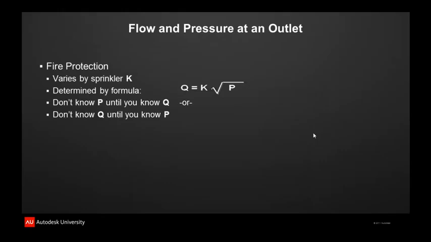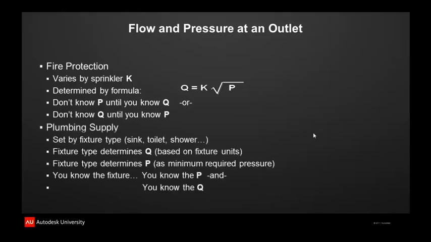Let's summarize then. Our calculation of the flow and pressure out of a sprinkler outlet is given by this formula that we derived empirically as Q equals K square root of P. That's very much affected by the sprinkler K factor and indicates that you will not know the pressure at any given sprinkler unless you know the flow, or conversely, you won't know the flow at any given sprinkler unless you know the pressure. By comparison, in a plumbing supply calculation, it's the fixture type that is the significant characteristic in determining the pressure and flow, and the standards prescribe a specific pressure and a specific flow for each fixture type.